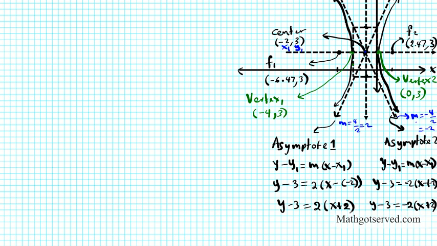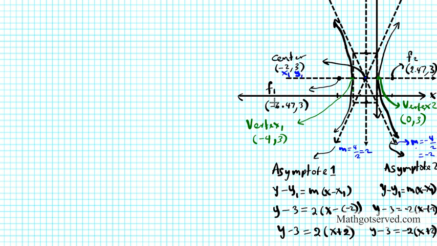Now, the last two things we're just going to mention or label are conjugate and transverse axis. Okay, so this axis right here is known as your transverse axis. And then this other axis right here, this one up here, is known as a conjugate axis. Okay, so that's all the information we need for this problem.